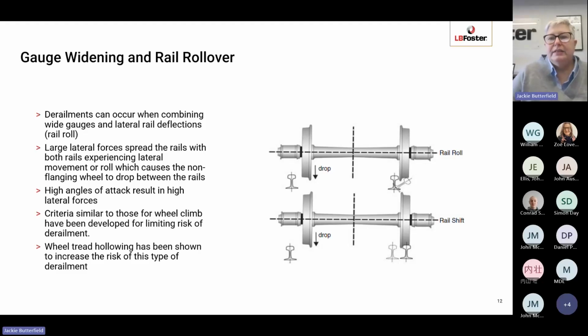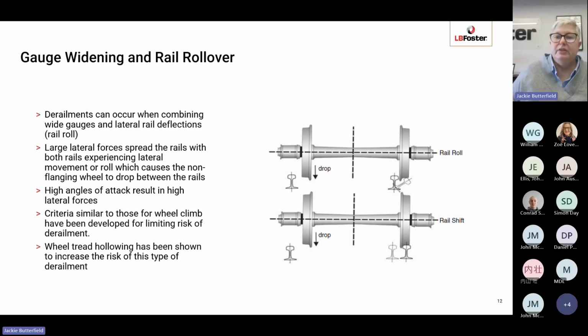A high angle of attack on the leading axle will lead to high lateral forces. The top figure shows the flanging wheel rolling over, which leads to the non-flanging wheel dropping between the rails. And alternatively, the bottom shows the gauge widening as a result of the lateral forces, and then the non-flanging wheel again drops between the rails.